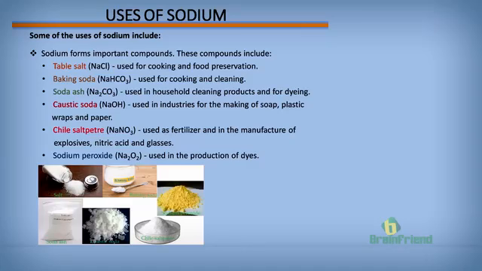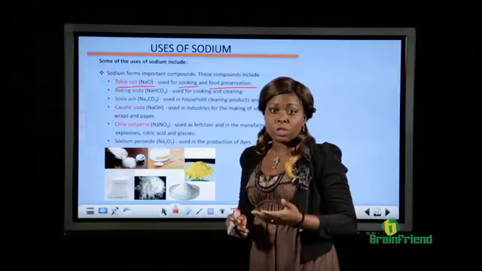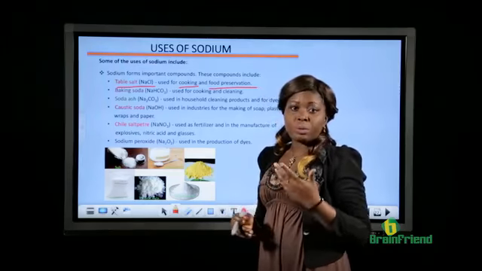So we'll be looking at some compounds of sodium and what they are used for. Now, table salt, which is sodium chloride, of course, is a sodium compound gotten by the reaction of sodium and chlorine. This compound is used for cooking and for food preservation. Of course, we know the importance of salt in our food. Without salt, our food will be tasteless.